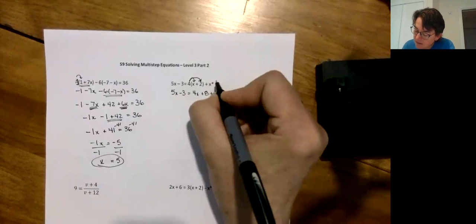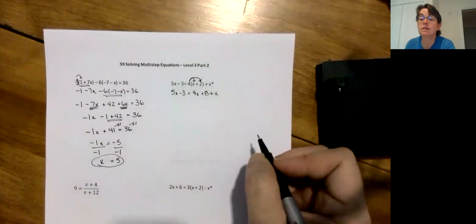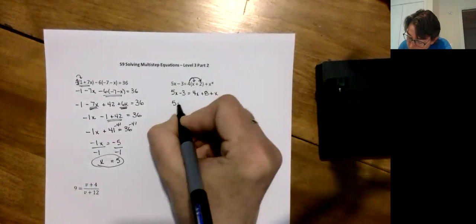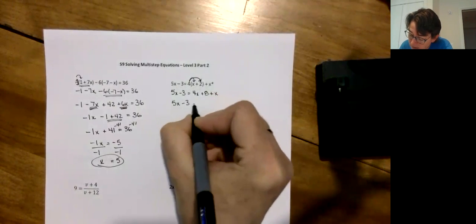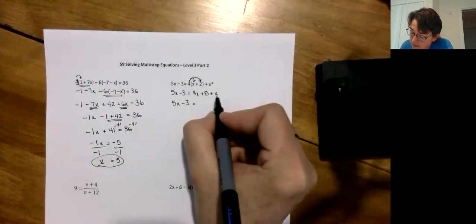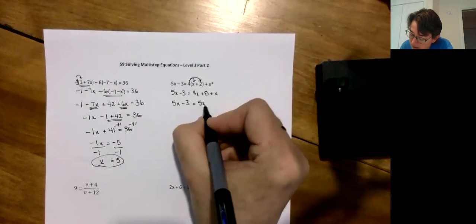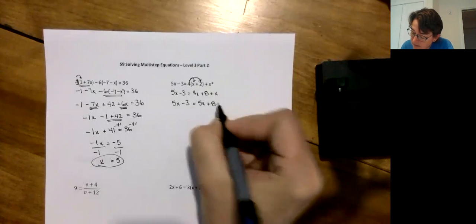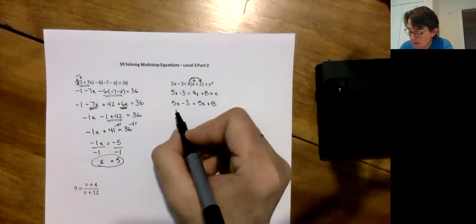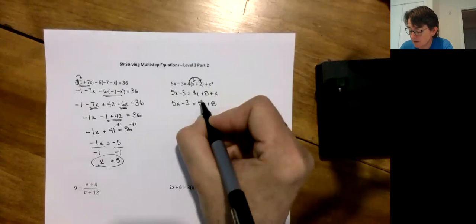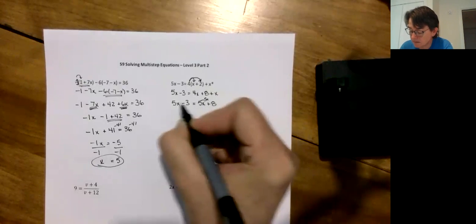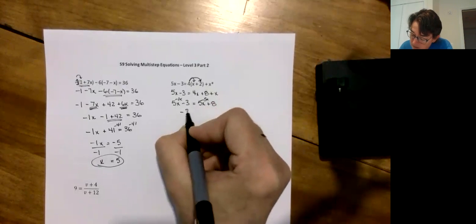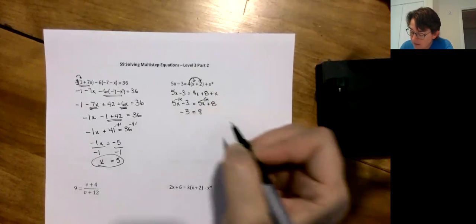plus x. And in case you're wondering, that little star was just there to remind me that this was a weird question. It has nothing to do with math. 4x plus x is 5x and plus 8. And we get that. Now, if we move our variables to one side, so -5x minus 5x, that's going to give me -3 is equal to 8.